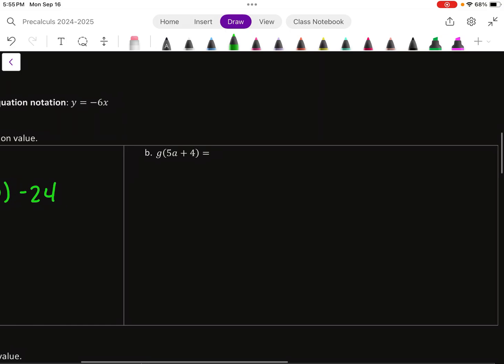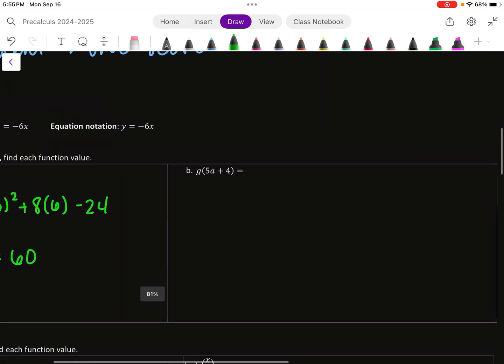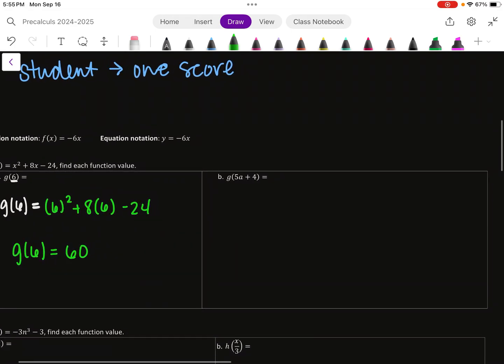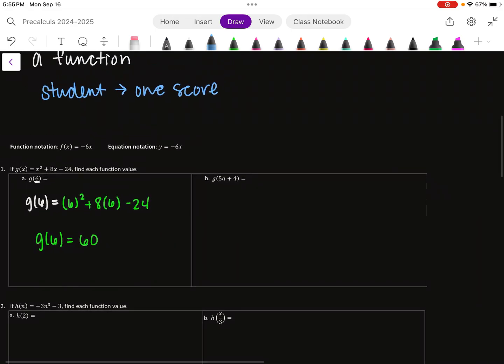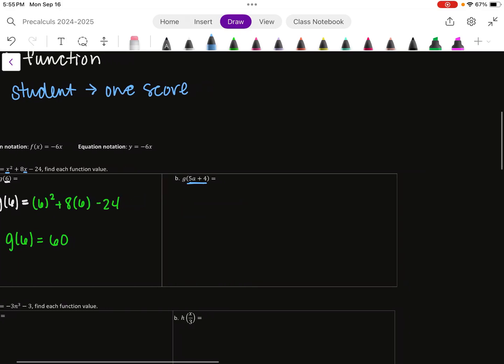If we go ahead and do this, this one's a little bit different because it's an expression that I have to plug in to that function. So let me zoom out a little bit here. I've got to take this and plug it into each of those x's. So I'm going to plug in 5a plus 4. Well, 5a plus 4 squared plus 8 times that x, which is 5a plus 4, minus 24.